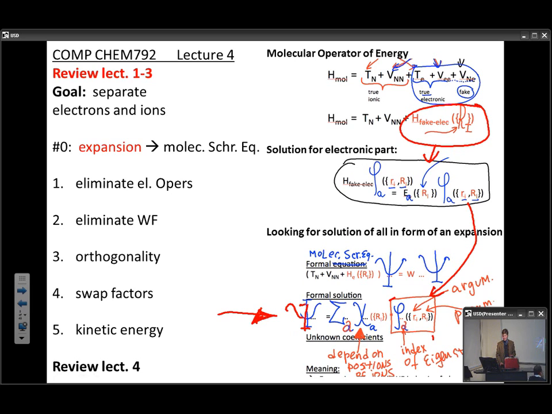I think we are done with the review, and I'm going to start some new material. So this is a difficult procedure, both intellectually and, well, it is not super difficult mathematically, but many textbooks just skip it. They tell the final result, that one can consider electrons and ions separately under certain approximation.